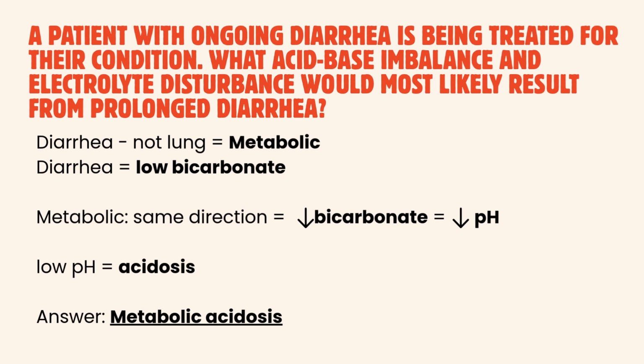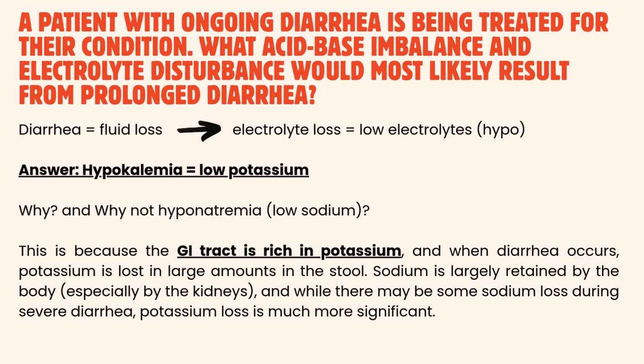Now, let's see the electrolyte imbalances. With diarrhea, fluid and electrolytes are lost from the body. As a result, you can expect lower levels of electrolytes overall. The most significant electrolyte loss in diarrhea is potassium. Why? This is because the GI tract is rich in potassium, and when diarrhea occurs, potassium is lost in large amounts in the stool. Sodium is largely retained by the body, especially by the kidneys, and while there may be some sodium loss during severe diarrhea, potassium loss is much more significant.